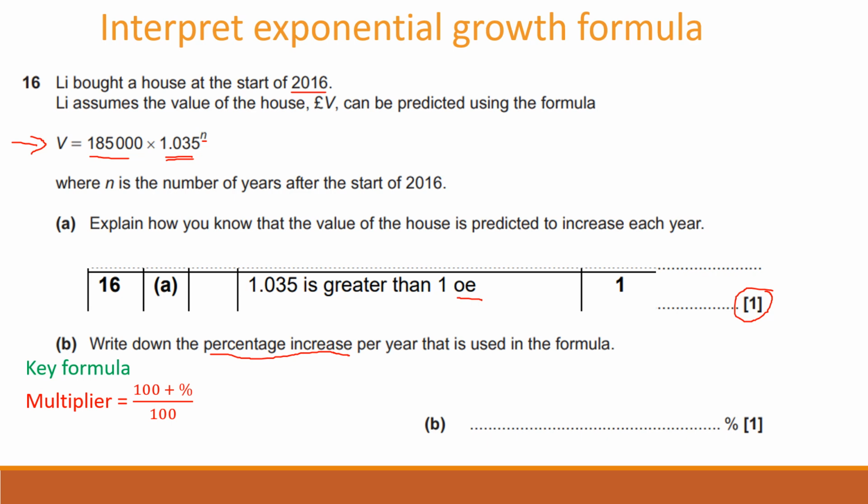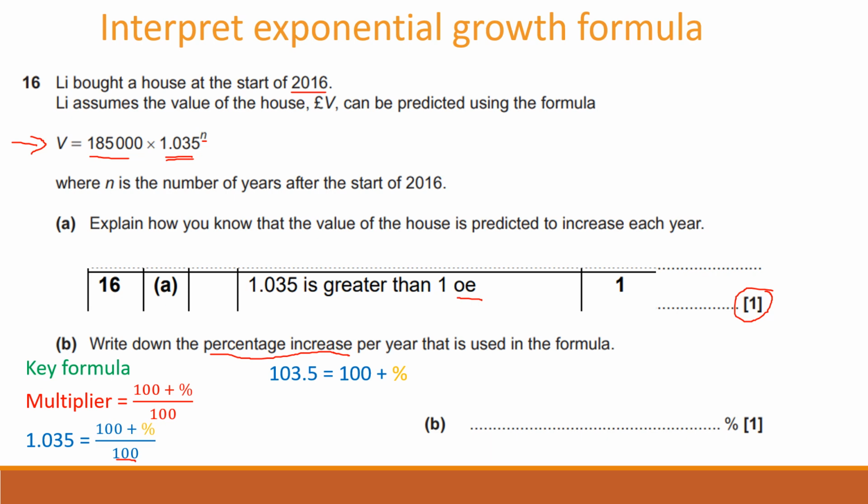Now we're just going to put in the values we know. And we know the multiplier is 1.035. So if we replace the multiplier with 1.035, the rest of the numbers stay exactly the same, and we're going to rearrange this formula to find out this percentage, because that's what the question is asking us to do. Now, if I multiply 1.035 by 100, it will get rid of this 100 down here in the denominator. So I'm going to multiply both sides by 100, leaving me with 103.5 is equal to 100 plus the percentage.